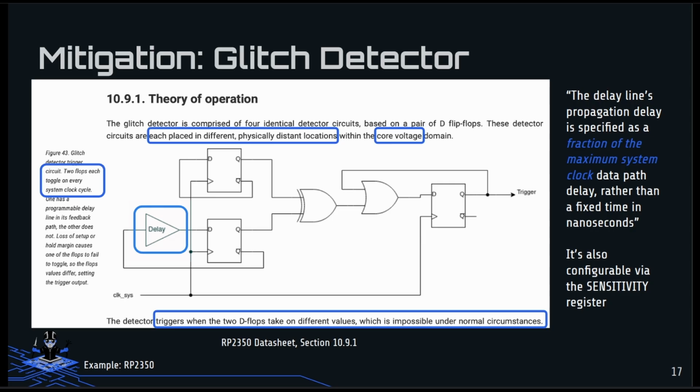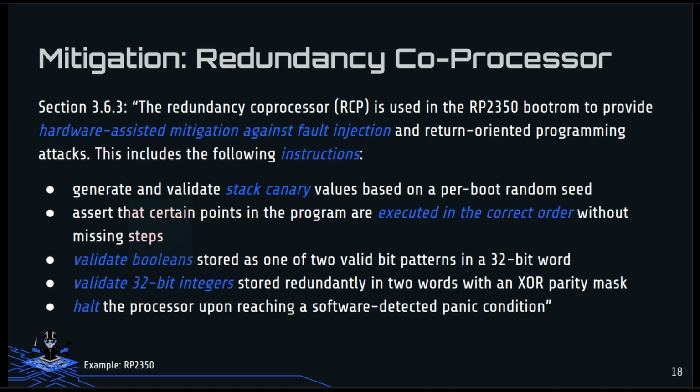There are another couple of interesting things: this is within the core voltage domain, and the propagation delay is configurable and is a fraction of the maximum system clock, rather than a fixed time in nanoseconds. So this is a really important piece of circuitry and seems to prevent glitches from happening. Additionally, there's a redundancy coprocessor, and it's used to provide hardware-assisted mitigations against fault injections. It's generally used to create random values, introduce random delays, and enforce in-order execution. As a coprocessor, it has its own interface that is invoked via assembly.